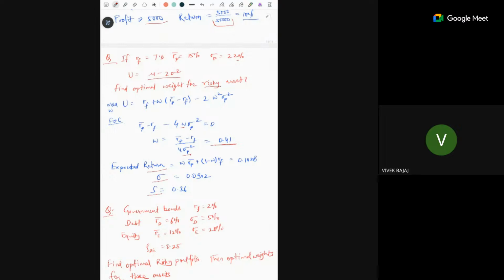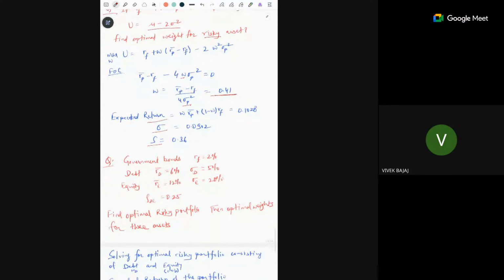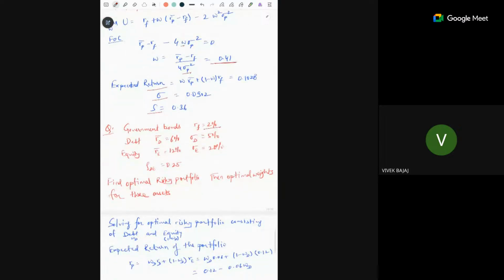Okay. Now let's take the lengthy example, or the full example. For example, say the question states there is a government bond, where the return on the government bond, that is the risk-free return, is given to be 2%. There is an asset which is equivalent to debt, having a return of 6% and a standard deviation of 5%.